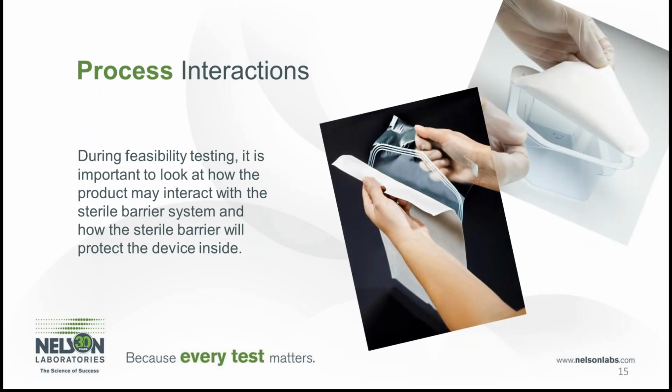The next step is looking at the process interactions. During the feasibility testing that we've previously mentioned, we were looking at how the device was. As part of looking at the device, we need to look at how that product or the device interacts with the sterile barrier system and how that sterile barrier system will protect the device inside it.